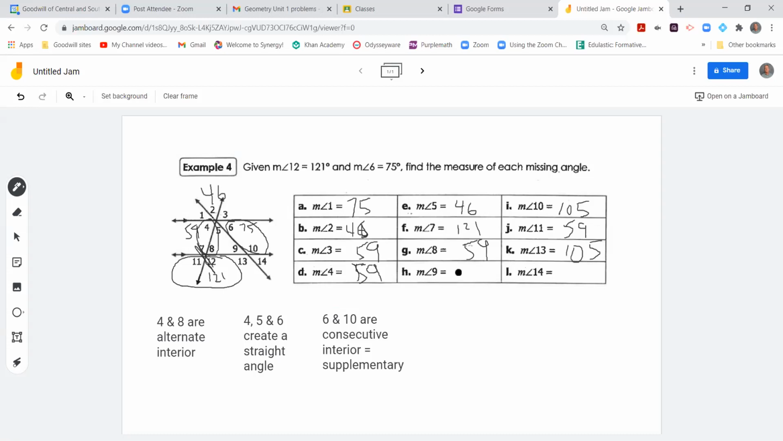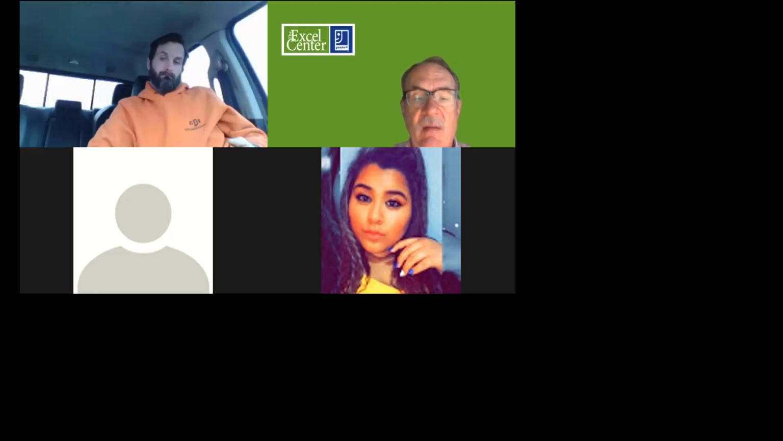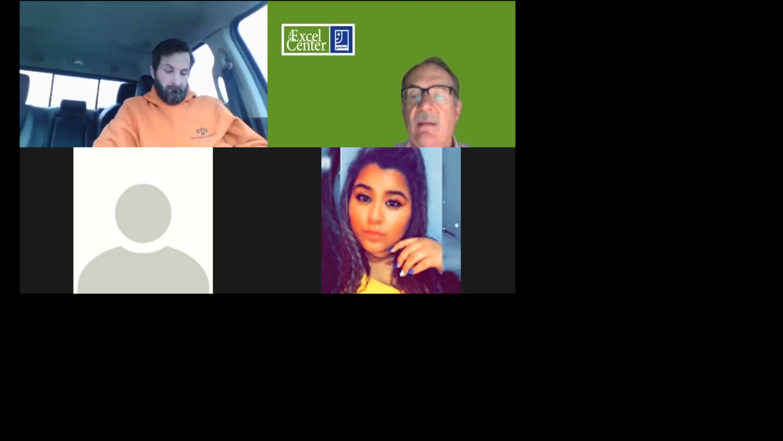So 9 and 14 are the last ones. Those are 75 also. Six and 14 correspond. And the angles even kind of look alike. So all you did was work with what I was given, starting with some labeling, and then start to use those definitions. That's what pretty much all of this stuff in this part of the handout involves.